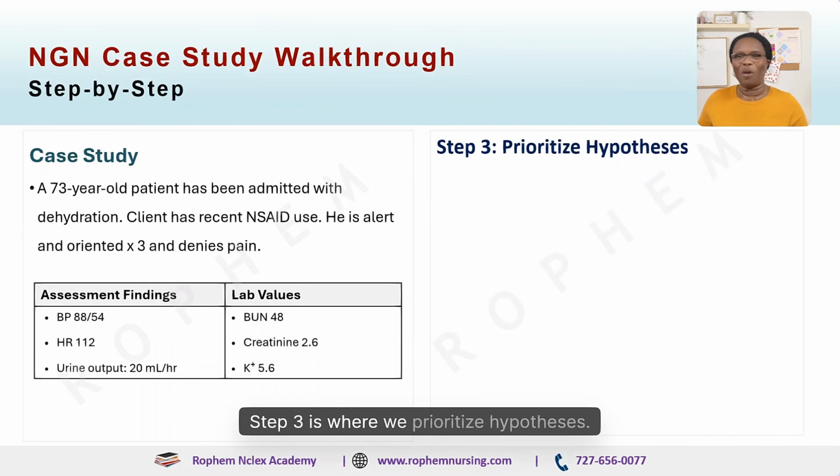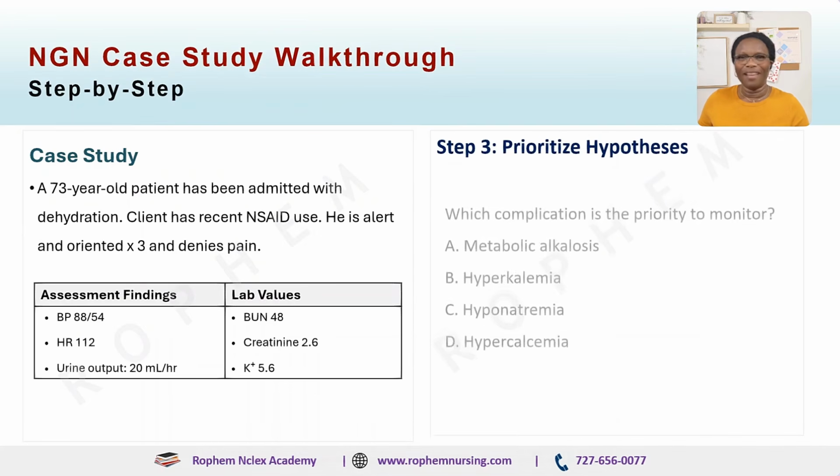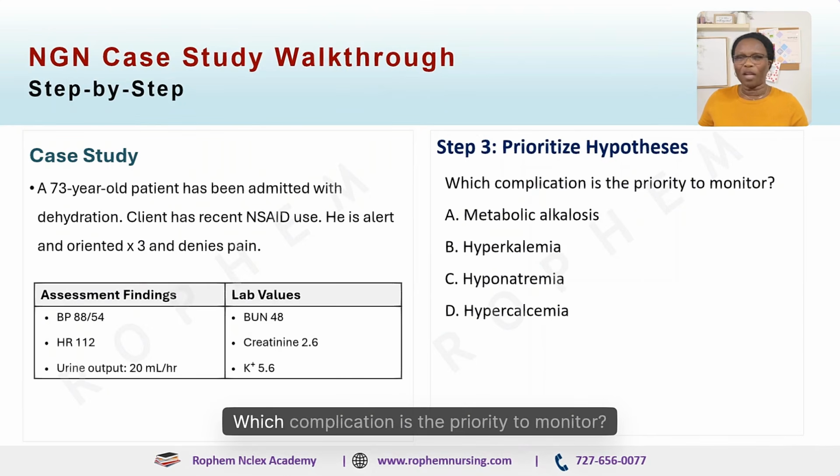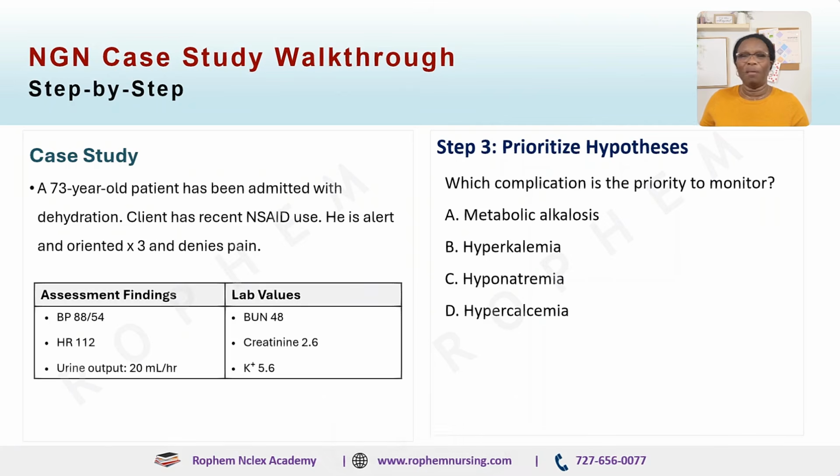Step 3 is where we prioritize hypothesis. Take a look at this question. Which complication is the priority to monitor? Answer choice A, metabolic alkalosis. B, hyperkalemia. C, hyponatremia. And D, hypercalcemia.